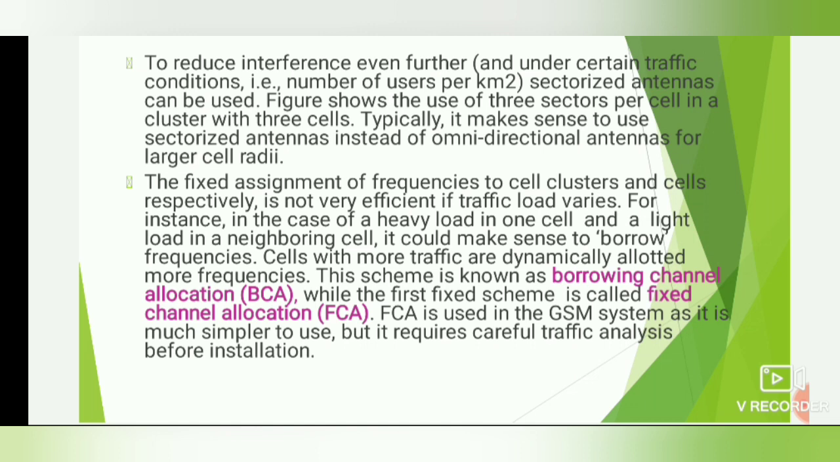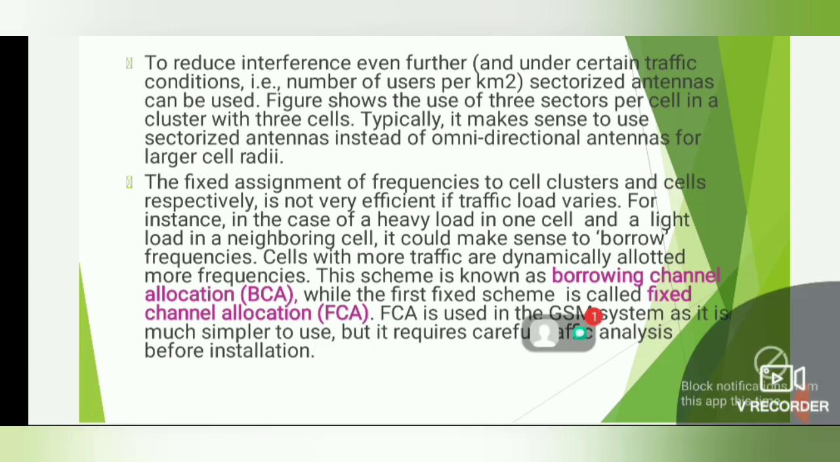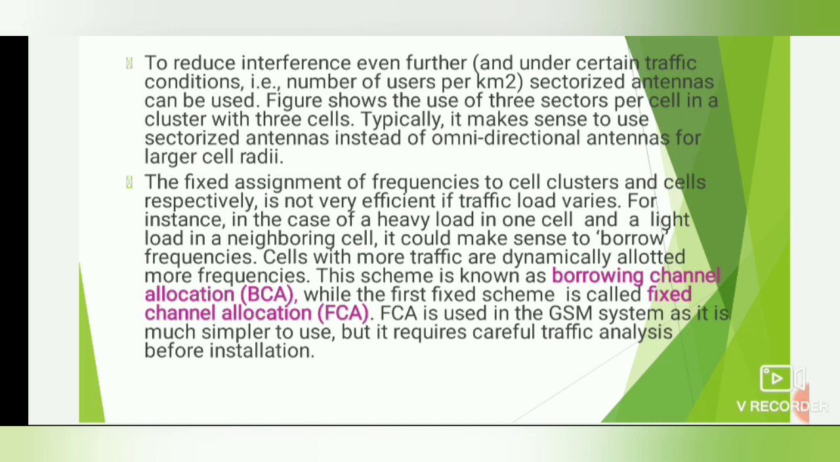The fixed assignment of frequencies to the cell clusters and the cells respectively is not very efficient if the traffic load varies. For instance, in the case of a heavy load in one cell and a light load in the neighboring cell, it could make sense to borrow frequencies. So, if a cell has a heavy load and another cell has a low load, we have to borrow from the other cells. The cell with more traffic can dynamically allot more frequencies. This scheme is known as borrowing channel allocation.